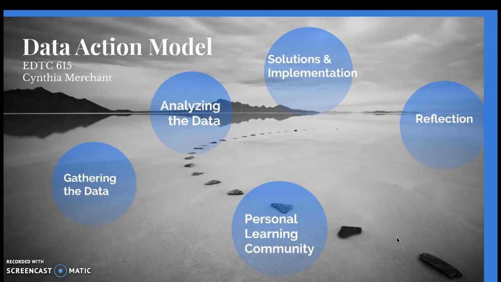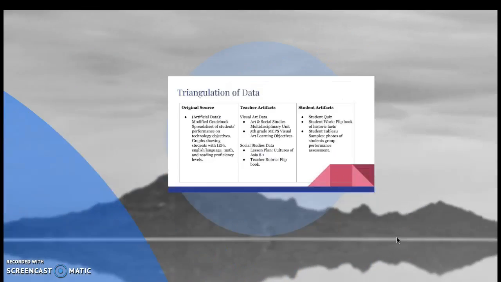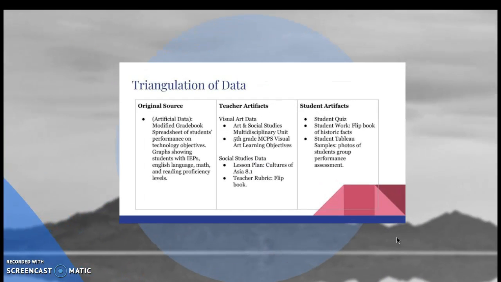Analyzing the data. So for data meeting 2 and 3, we both continue to utilize our Google Drive folder to share additional artifacts, such as the original data that was modified, our student and teacher artifacts. The contribution of these artifacts created a triangulation of data in which we were able to analyze information from multiple sources and observe various learning and instructional gaps.